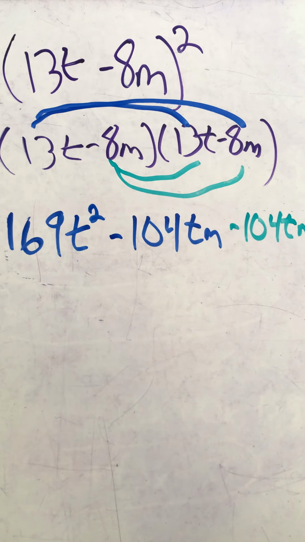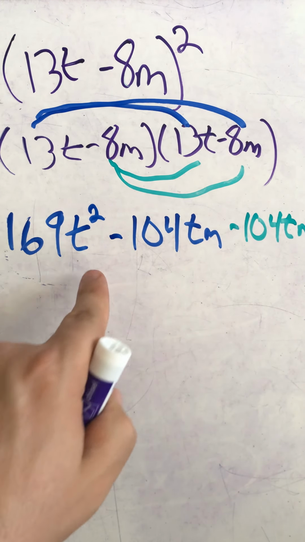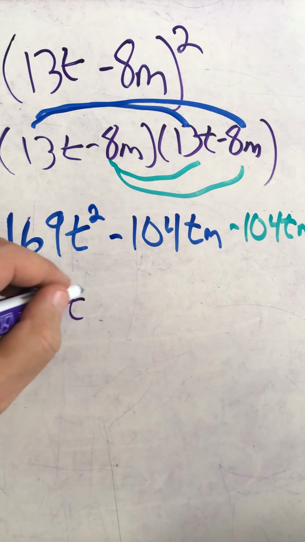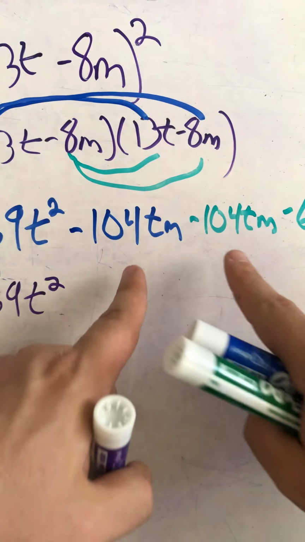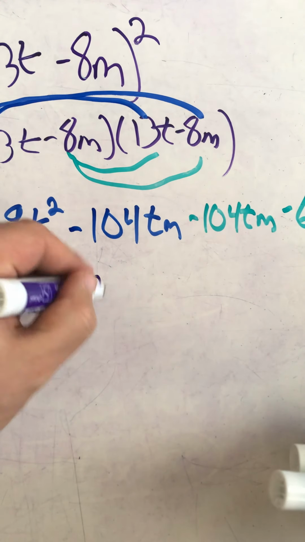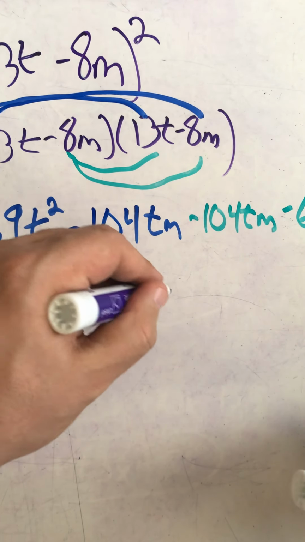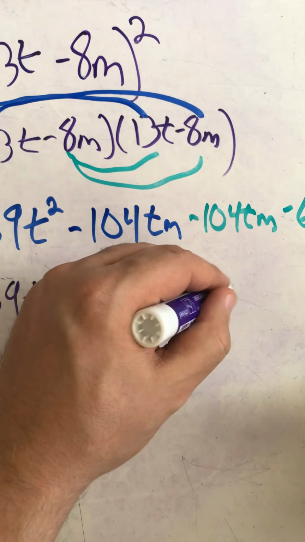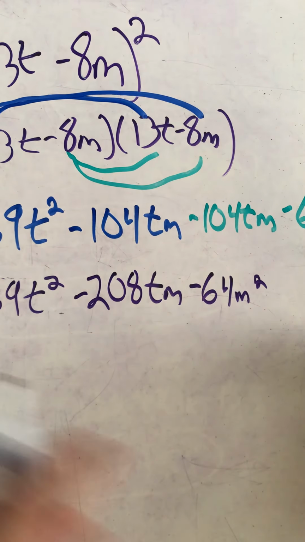So now we just combine like terms. This is the only one with the t squared, so we have 169t squared. Both tm terms, negative 104 minus 104 is negative 208tm. And then we have the minus 64m squared.